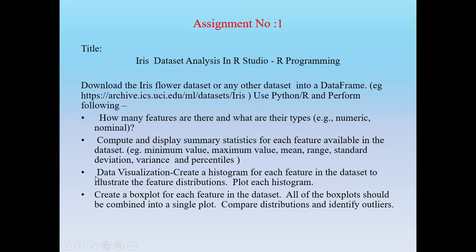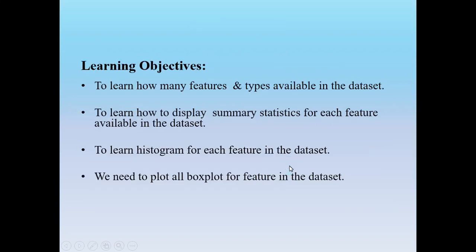The third one is data visualization. Create a histogram for each feature in the dataset to illustrate the feature distributions and plot each histogram. Fourth one, create a box plot for each feature in the dataset. All of the box plots should be combined into a single plot, to compare the distributions and identify the outliers. This is the problem statement of Data Analytics Assignment 1.